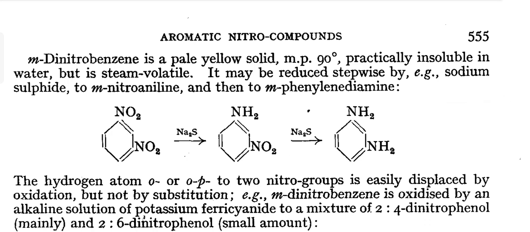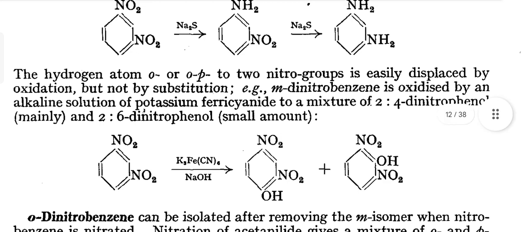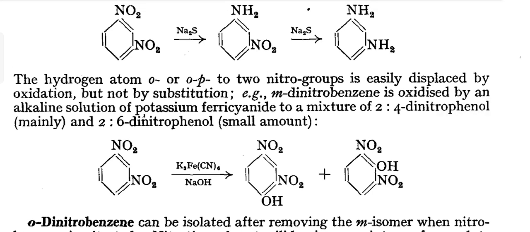Meta-dinitrobenzene is a pale yellow solid, melting point 90 degrees Celsius, practically insoluble in water but volatile in steam. It may be reduced stepwise, for example with sodium sulfide, to meta-nitroaniline and then to meta-phenylene diamine. The hydrogen atom ortho or para to two nitro groups is easily displaced by oxidation but not by substitution.